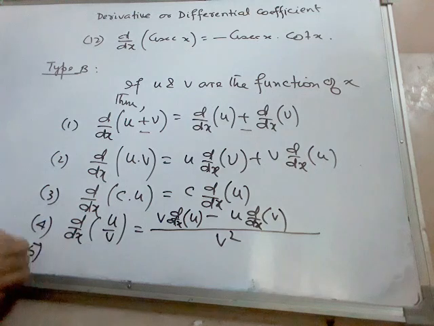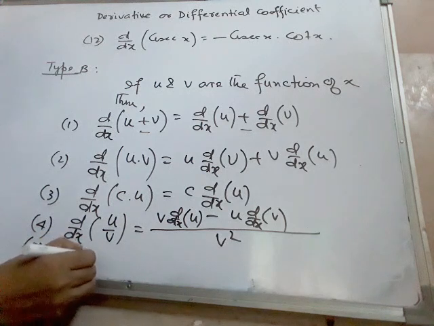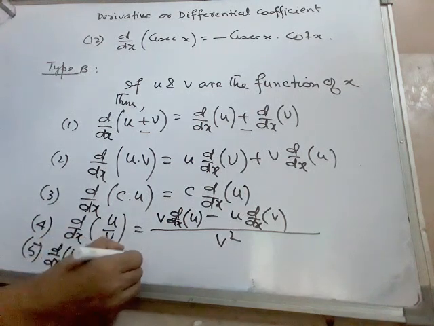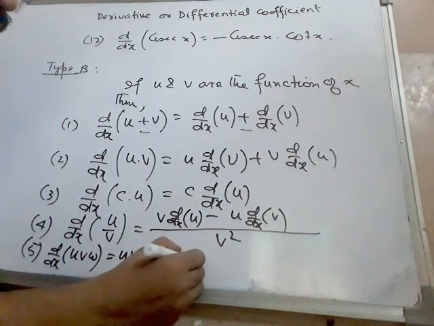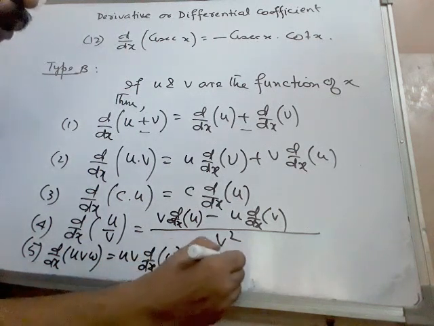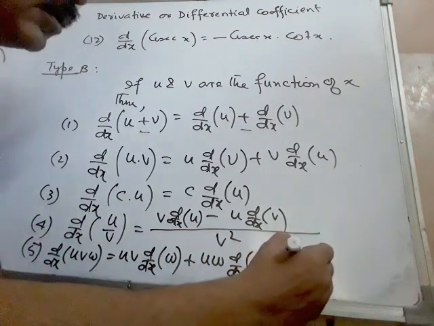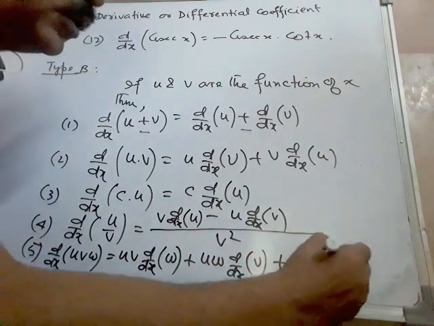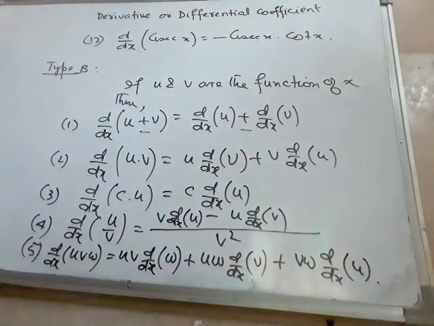If three functions are in product form, that is d/dx of u v w, then it is uv into d/dx of w plus uw into d/dx of v plus vw into d/dx of u. So till here we have done all the basic formulas.